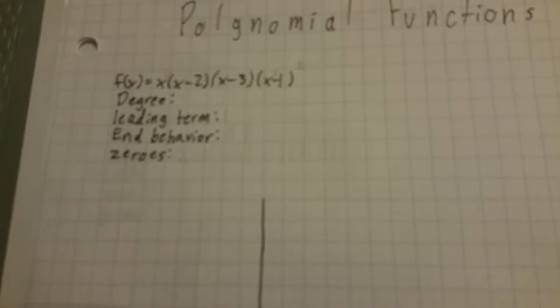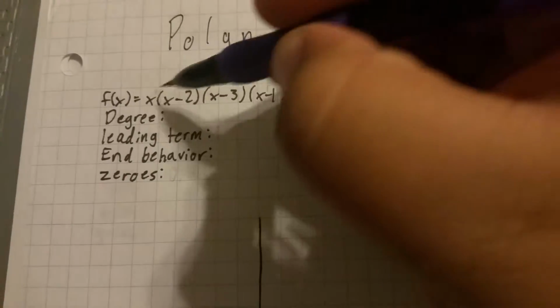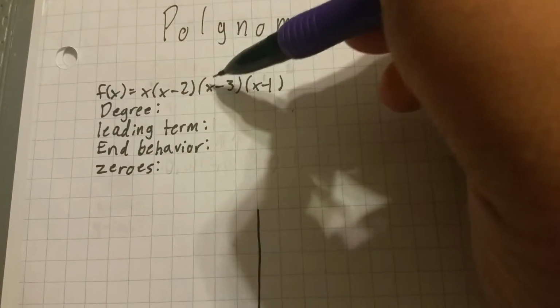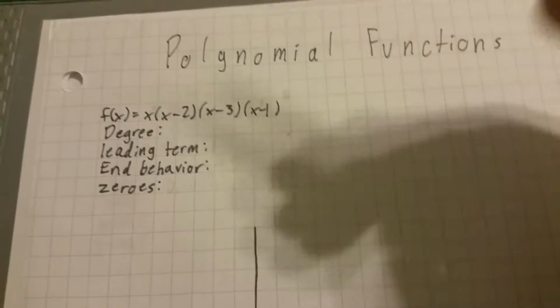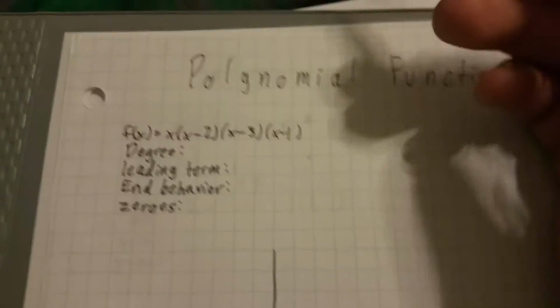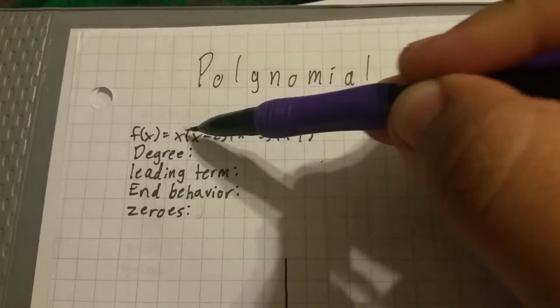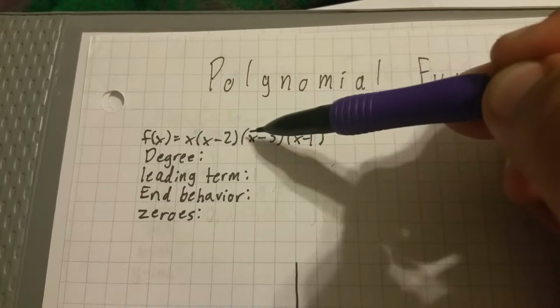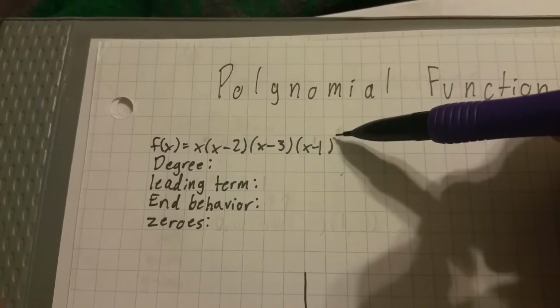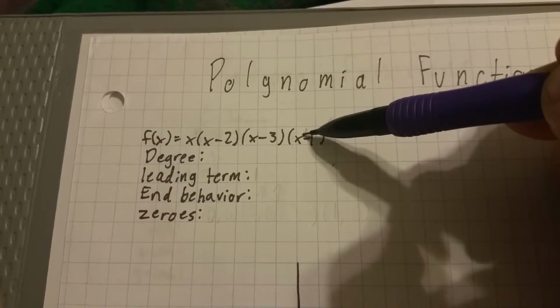This time we'll be looking at the equation of x by x minus 2 by x minus 3 by x minus 1. First off, you want to find the degree, which is done by adding up the exponents of the x's, which in this case would each be 1 because there is no exponent either on the outside or explicitly stated next to the x.